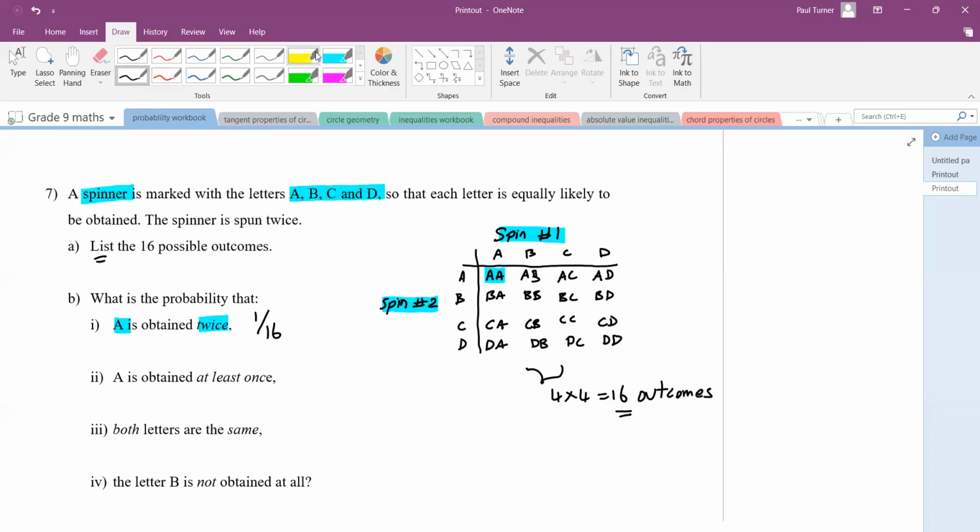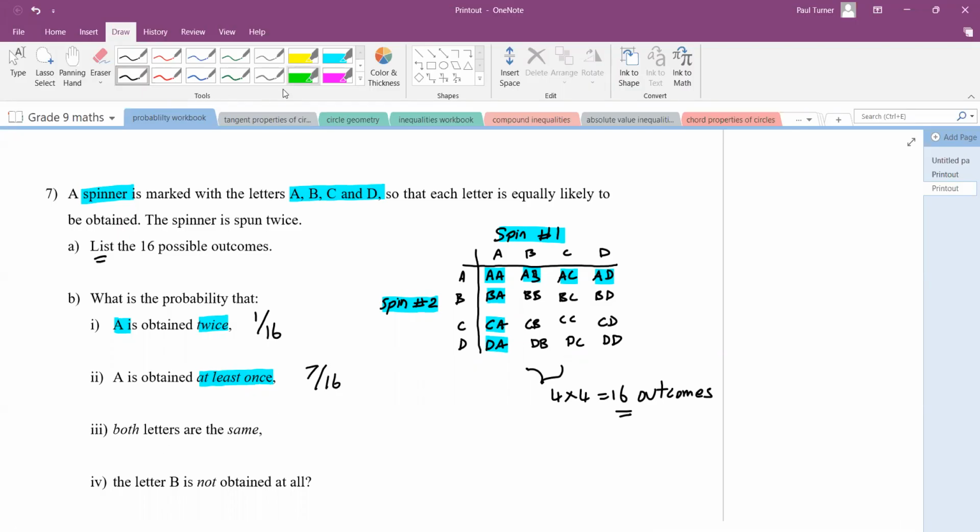Then A is obtained at least once. So this means a minimum of 1 time. So actually 2 times is fine. We can have AB, AC, AD, BA, CA, and DA. The order doesn't matter. We need at least 1 A, and 2 A's is fine because that's at least 1 as well. So then we have 1, 2, 3, 4, 5, 6, 7. So this is going to give you 7 out of 16 for your probability.